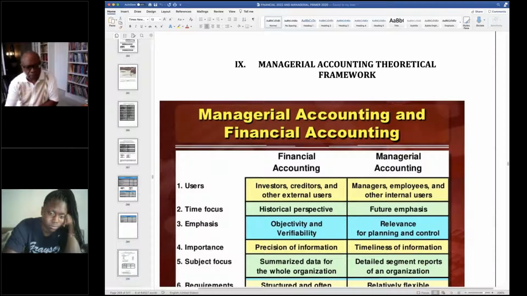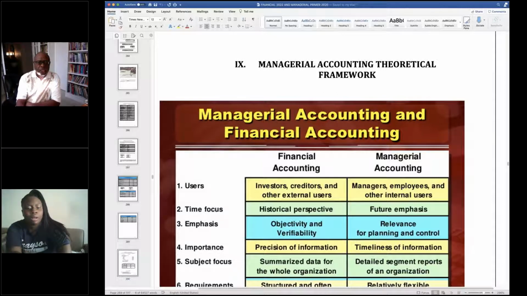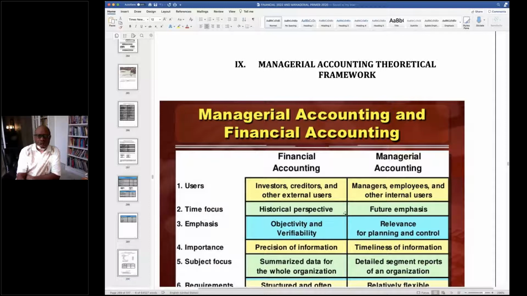So now we have moved into managerial accounting, and you've got your first introduction. And what you note is that managerial accounting, as opposed to financial accounting, is for the managers and employers and internal users as opposed to external users. Financial accounting is going to have a historical perspective, whereas managerial accounting is saying we're looking at the future. And so those are some of the key things, because as a manager, we have to plan for the future. Financial accounting is reporting on those plans, what actually happened.